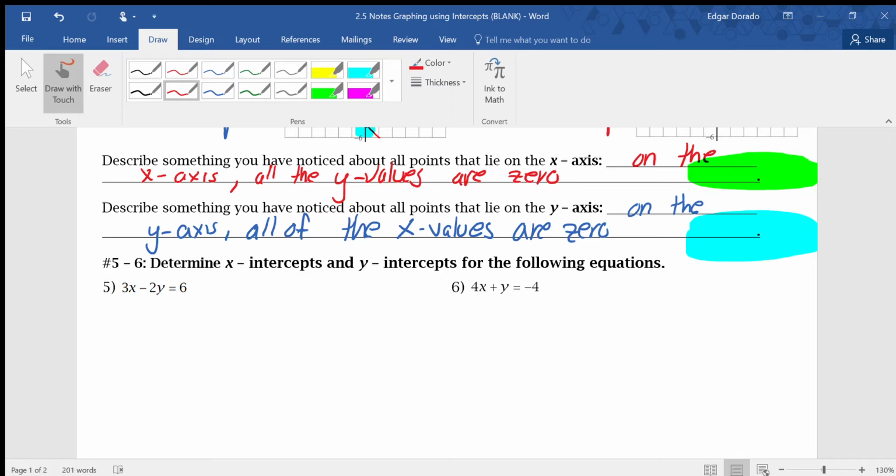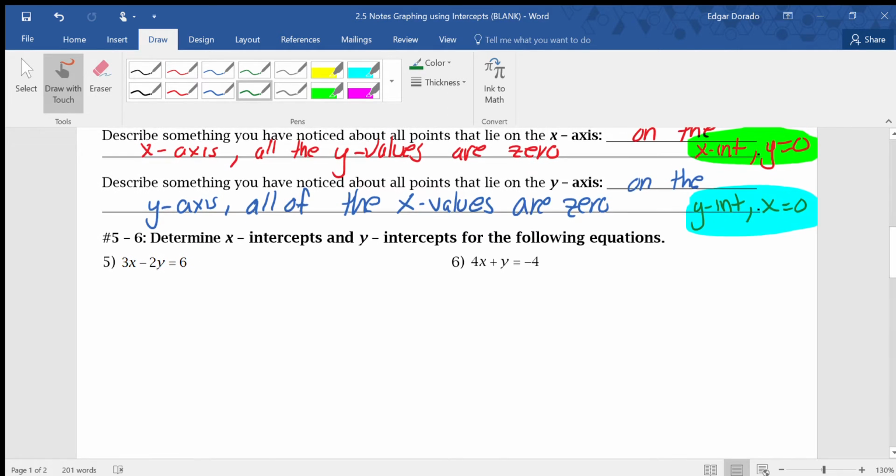So what I want to write is that for the x-intercepts, y equals 0. And here, for the y-intercept, x equals 0. So that's just basically a summary of all that we just wrote. Okay, so keep those 2 things in mind. I'm going to go ahead and scroll down real quick. So let's go ahead and see what number 5 and 6 are asking.